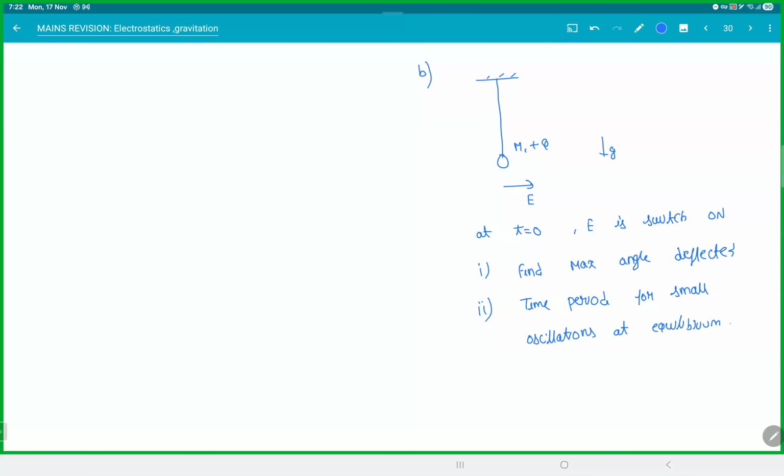Tan theta is equal to EQ by mg. He didn't say the system is in equilibrium. At t equal to 0, it is vertical. You switched on the field, and that messed up everything.